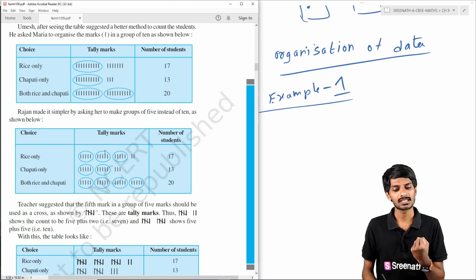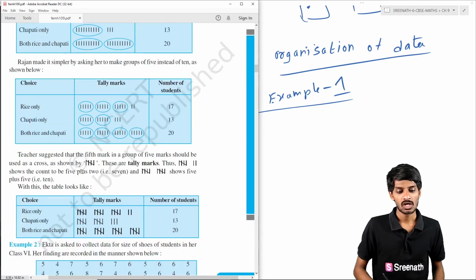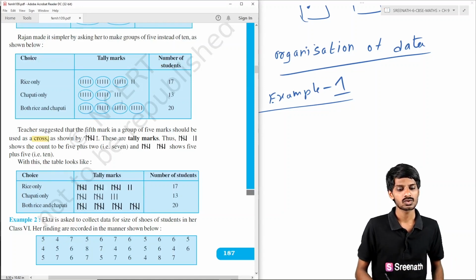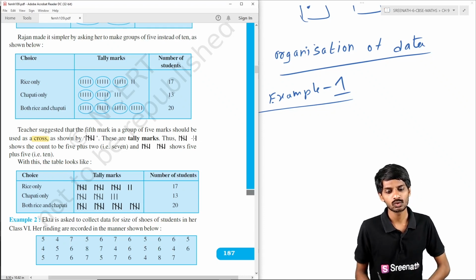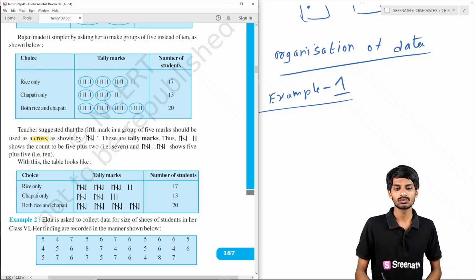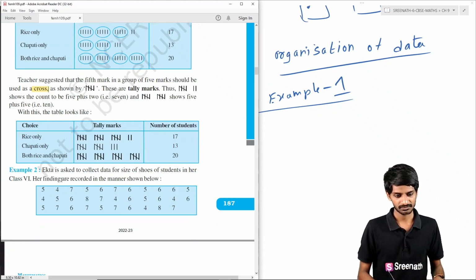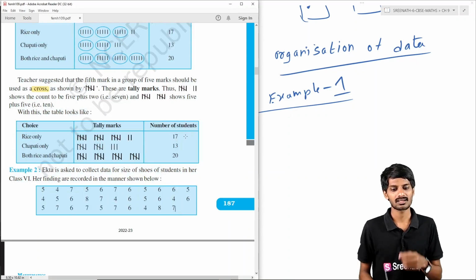So we can simply say there are 3 circles, so 5 3s are 15 plus extra is 2, that is 17, like that. So finally the teacher came and suggested that the 5th mark can be written as a cross, so that it is very easy. So if you have a cross like this and 2, it means 7. If you have 2 crosses like this, it is 10, like that. So finally there are 3 crosses and 2 extra, that is 17.